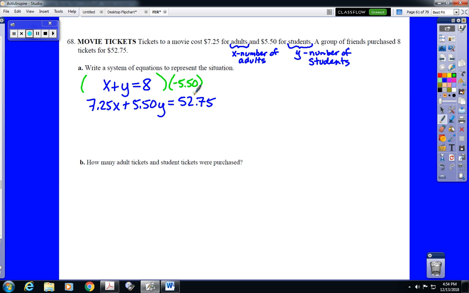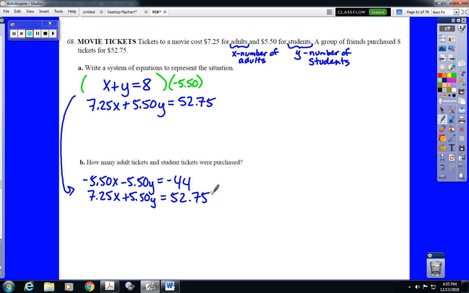cancel. So that will give us, I'm going to move that down here is where I'm going to write it, okay? Negative 5.50x minus 5.50y equals, and then we do 5.50 times 8, which would be negative 44. And then the second equation stays the same, so 7.25x plus 5.50y equals $52.75. Now that is set up for elimination. So we will combine those two and the y will drop out.